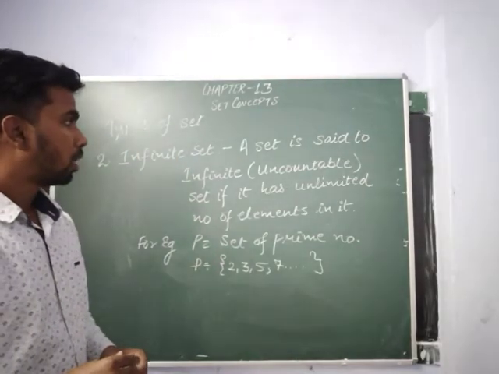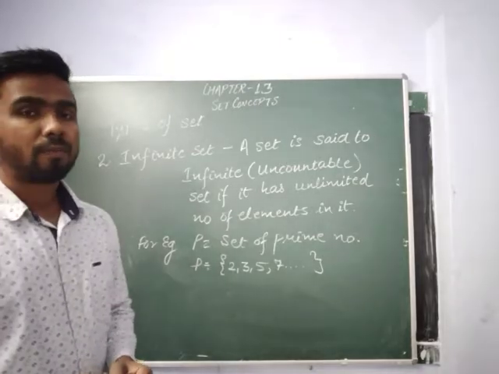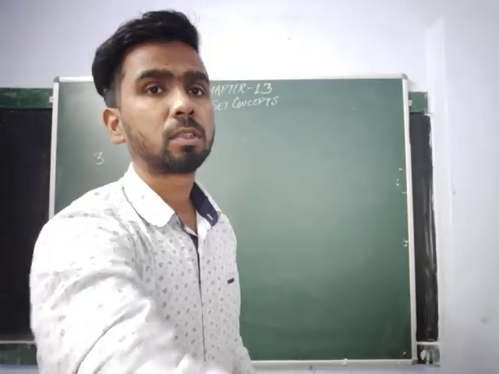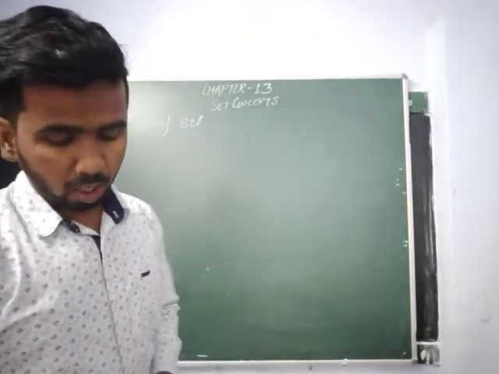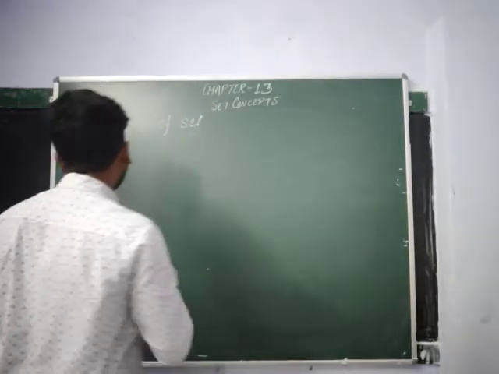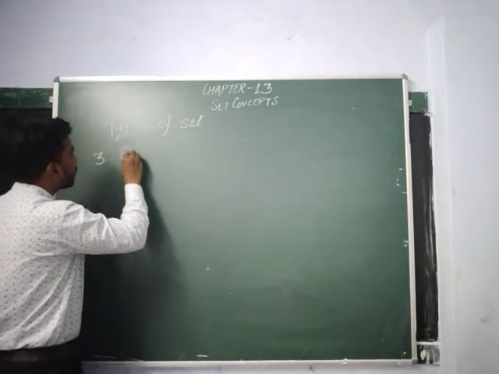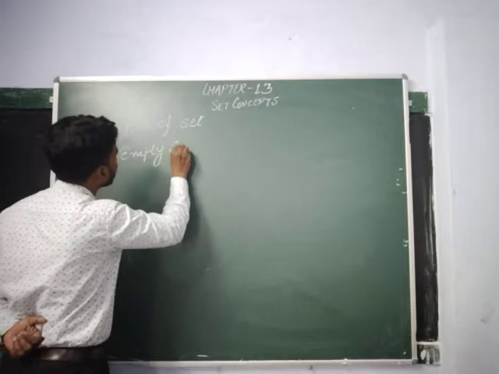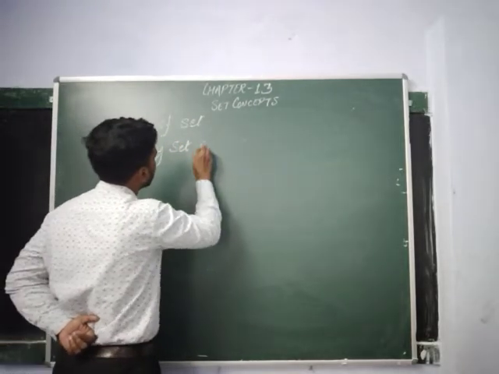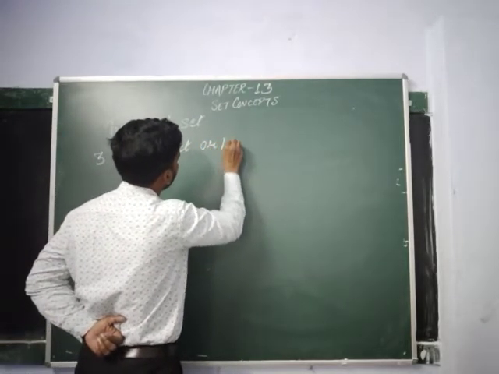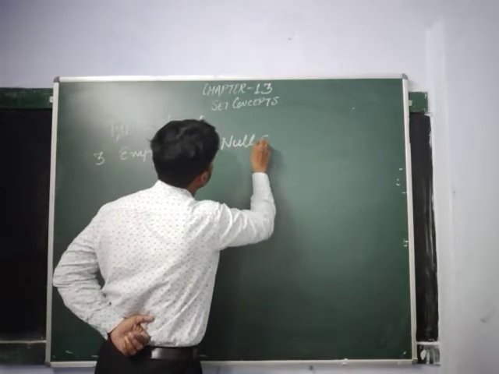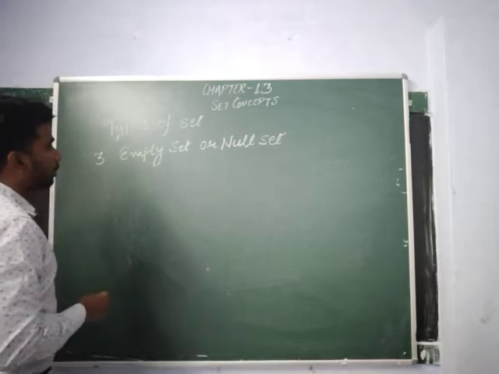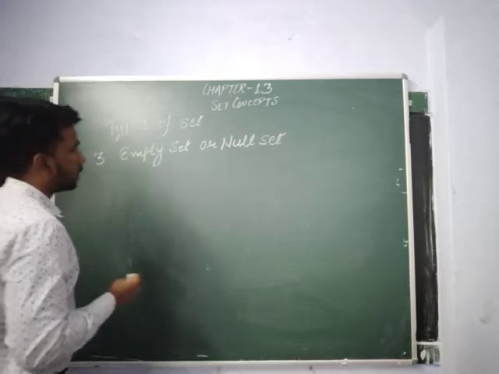Look at the board. I hope you have understood. Let's move on to the next kind of set. So now our third kind of set is empty set or you can even name it as null set. So by the term empty means there is no elements in it.